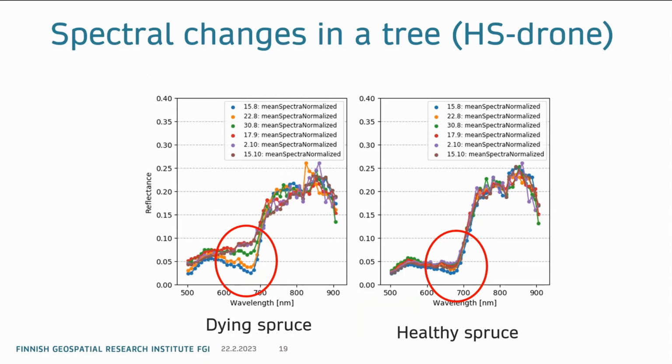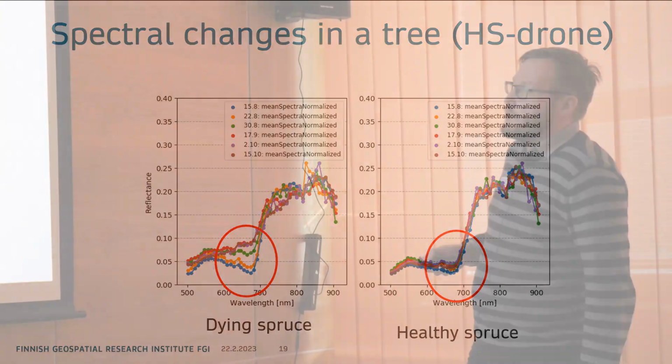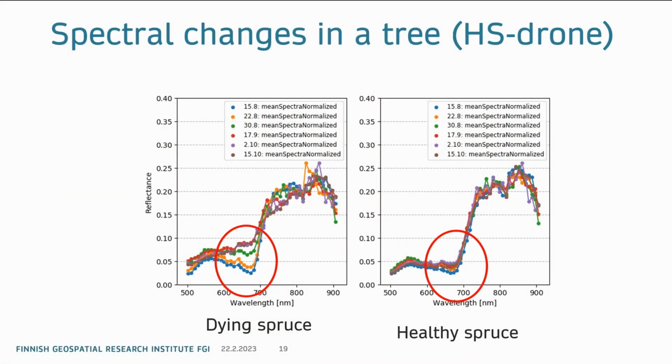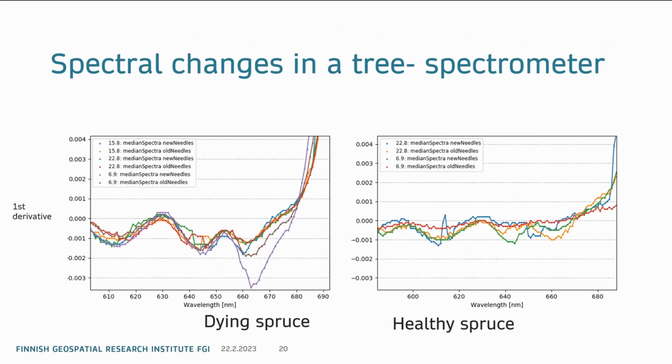And then in the end it was already totally dead, so then the spectra looks like this. And if we compare this to the healthy spruce, it was very stable. So at least in this case, the first signals that it will start to die were in the red and red edge spectral range. And then for the same trees, we compare the needle measurements.